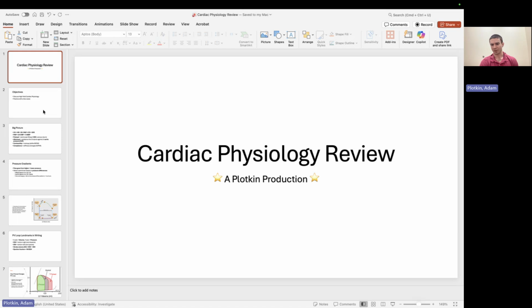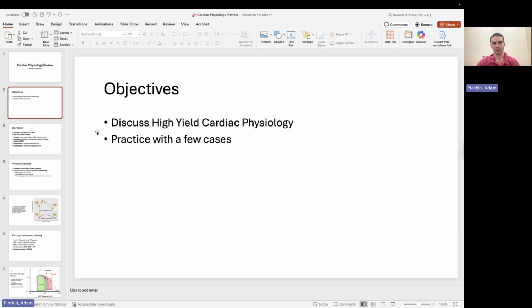Nothing about really treatment in this case. This is aimed more towards the Step 1 level, and then a little bit on diuretics as well, because that will help out students when they get into their renal block and for Step 1. So we'll discuss high-yield cardiac physiology, and then I have three cases at the end that we'll go through.